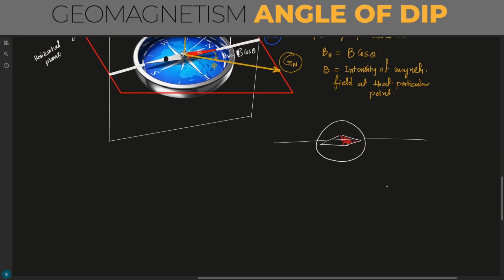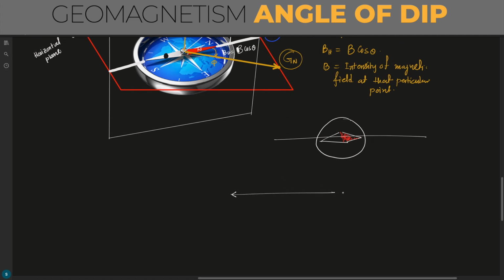If I draw another diagram, here the north pole is going below the horizontal plane. If the north pole is going below the horizontal plane, we can call it positive dip. Now if the angle theta is going above the horizontal plane, then we can call it negative dip. So this is the very basic idea of the angle of dip and the angle of inclination. All right, so we'll catch on in the next class.